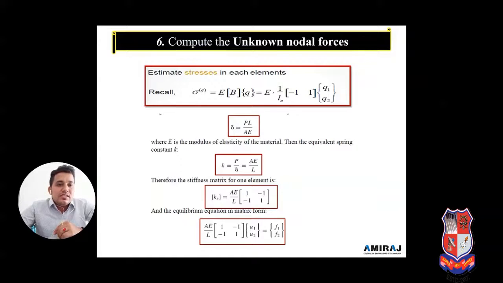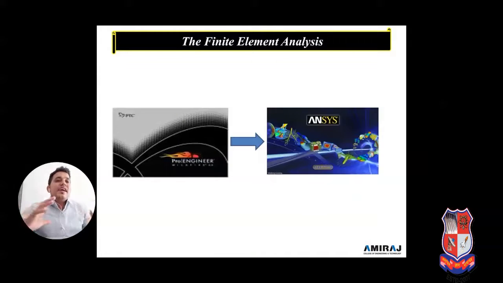Well, displacement is equal to PL upon AE, and stiffness K is equal to P upon delta, which means K is equal to AE upon L, times the matrix 1 -1, -1 1. So now this is the final formulation to find out any kind of stresses. Let's see one example.